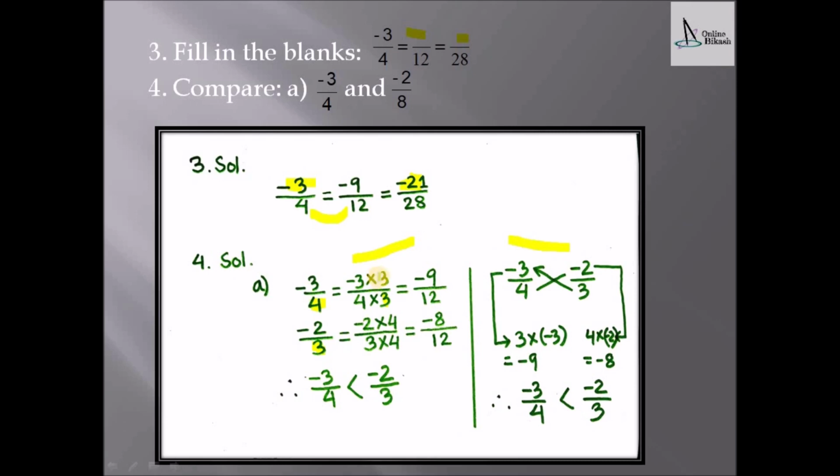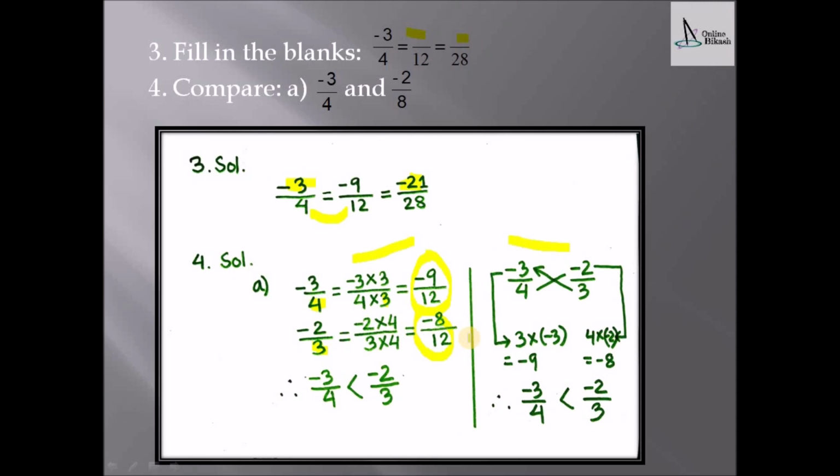So 3, if you multiply with the numerator, 3 into 3, that is minus 9. So in this way, this is minus 9 by 12. And the same way, if you want to make this 12, what will you multiply with this 3? Definitely 4. So 4 you multiply with both numerator and denominator, then that time you will get minus 8 by 12. Now you tell me, minus 9 by 12 is bigger or minus 8 by 12 is bigger?